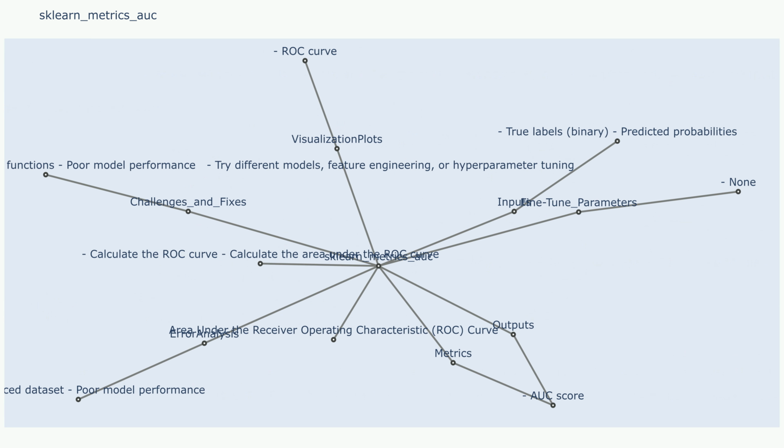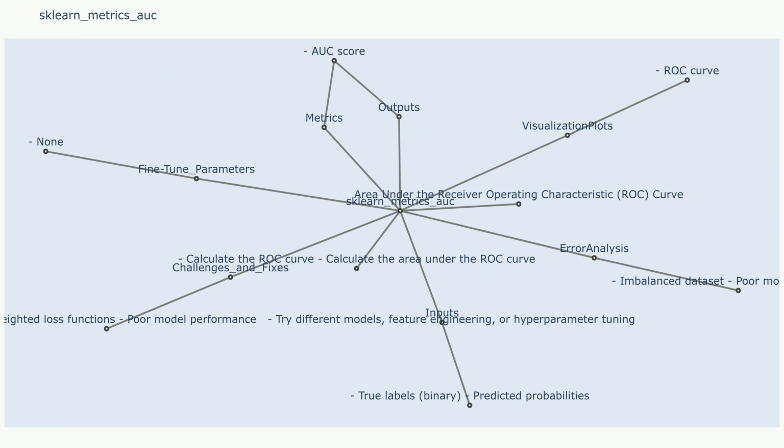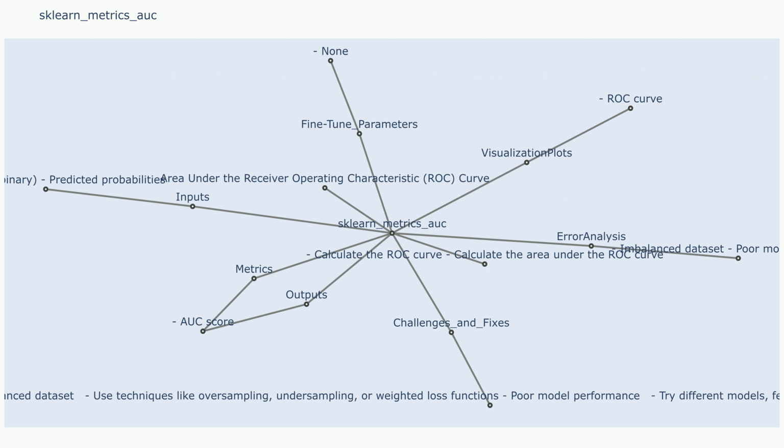Visualization plots. Visualization plot 1: explain in detail ROC curve. This is a plot of TPR against FPR. The AUC is the area under this curve. Fine-tune parameters. Parameter 1: explain in detail none. Parameter 2: explain in detail none.